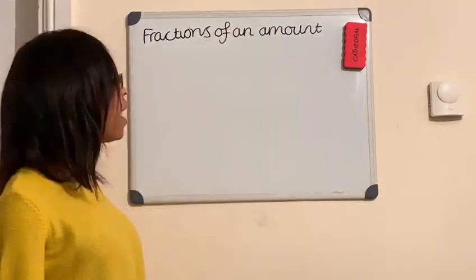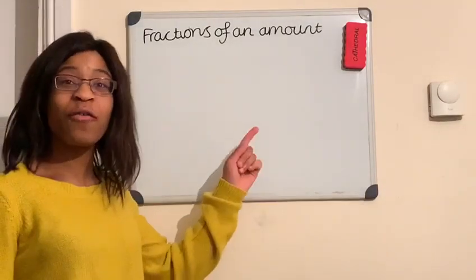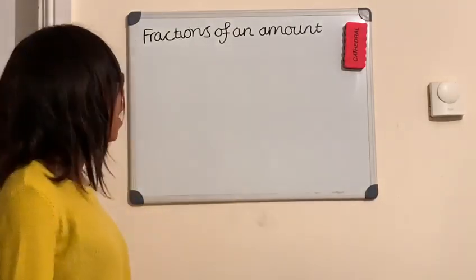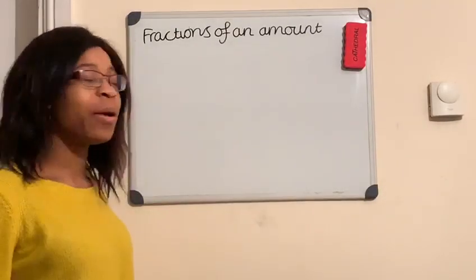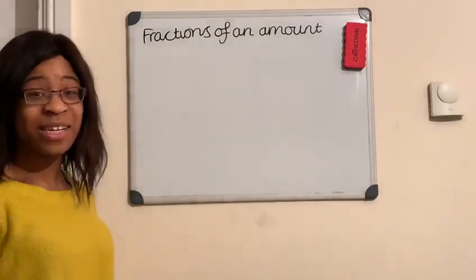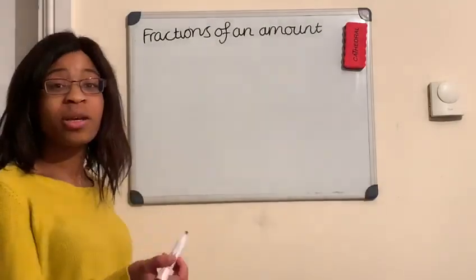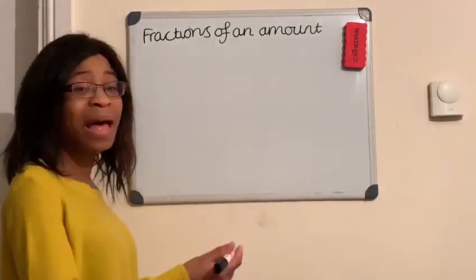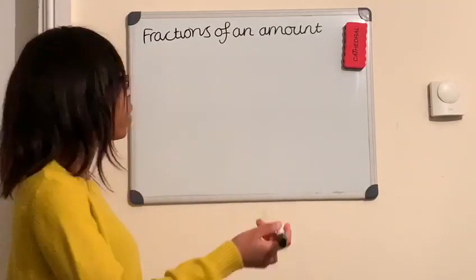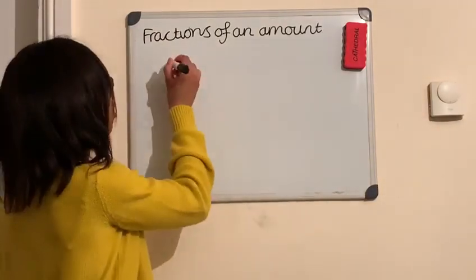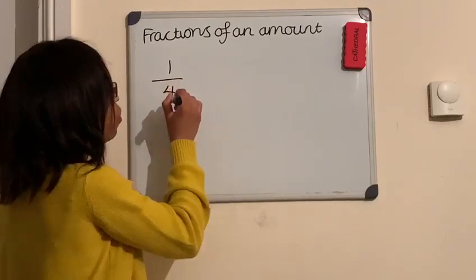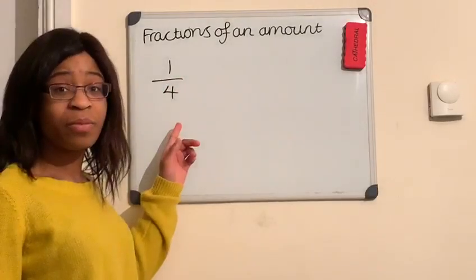Hi everyone, today we'll be looking at fractions of an amount, okay? I'm just going to do it on the board and I hope you understand it. So, a fraction basically is a number out of another number, okay? So for example, I could do 1/4. This is what I would call a fraction, okay?